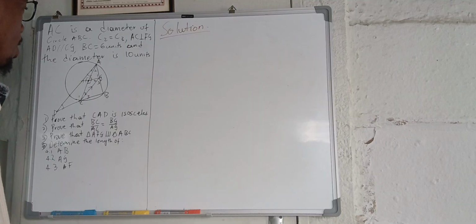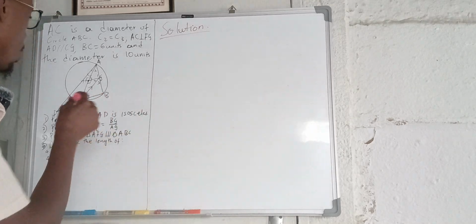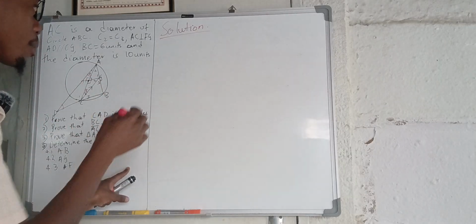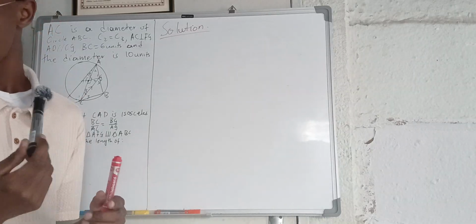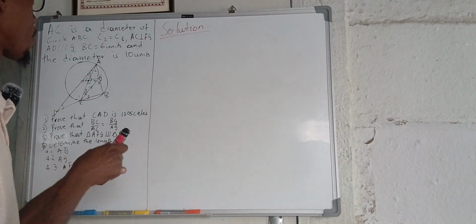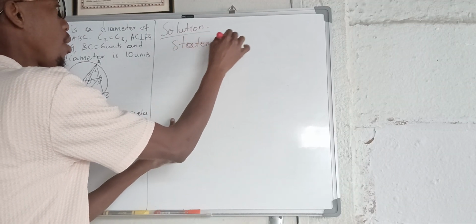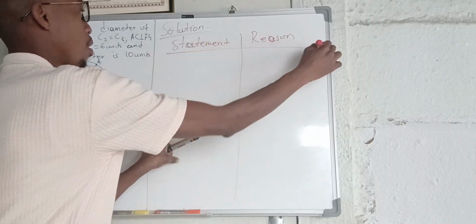So now let's check, what is it that we are given? We are given that line AD is parallel to CG or GC. So if this line is parallel to that line, therefore this angle is equal to that angle. Let me write statement and reason. Black marker. Okay. Now, statement and reason. That is for number 1.